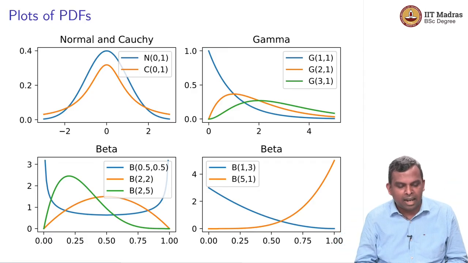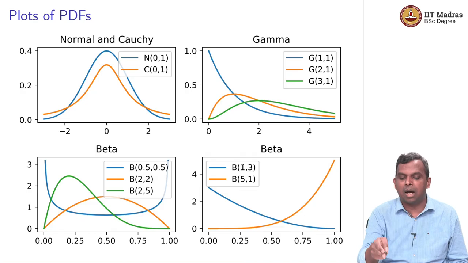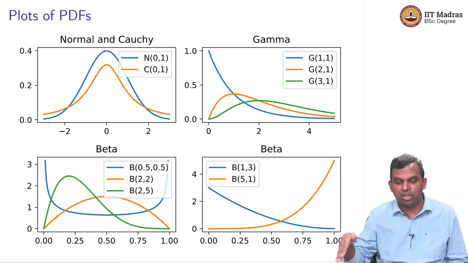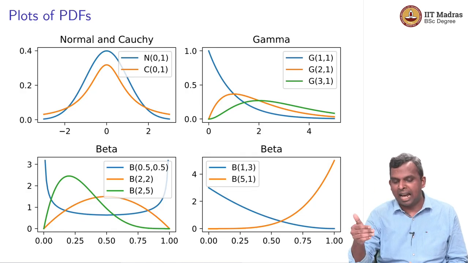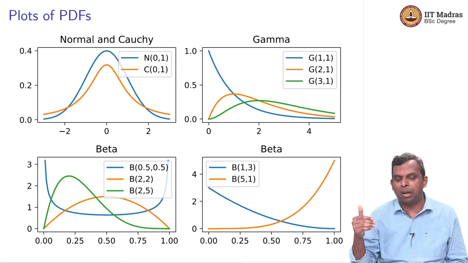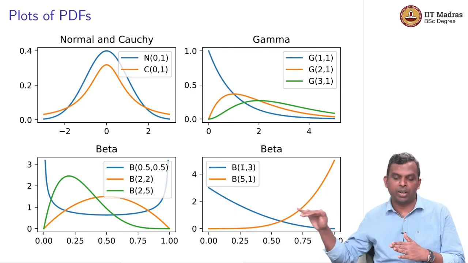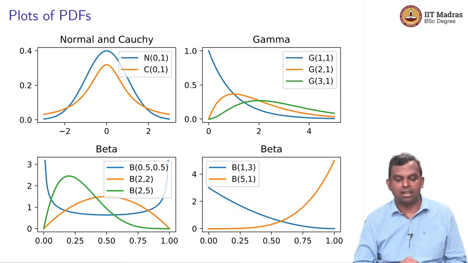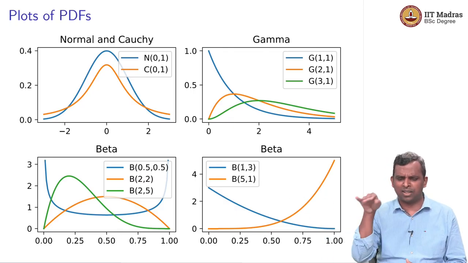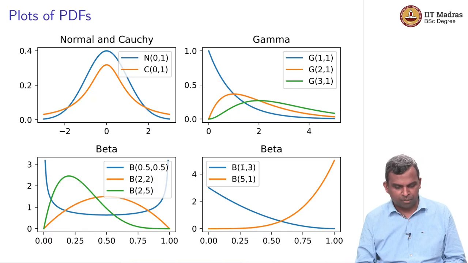And the gamma distribution, once again, the gamma 1 comma 1 is exponential. So you see the blue curve is just exponential. And as the alpha parameter increases in the gamma distribution, you see that the curve goes right, and the peak keeps going towards the right. So that's the gamma distribution for you. You can sort of visualize what happens in the distribution.